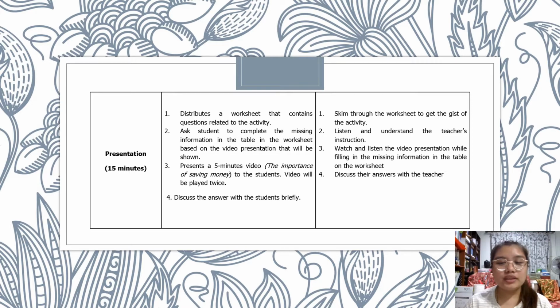For the students' activity, they will skim through the worksheet to get the gist of the activity. They have to listen to and understand the teacher's instructions, and also watch and listen attentively to the video presentation while filling in the missing information in the table. After that, they will discuss the answers with the teacher.